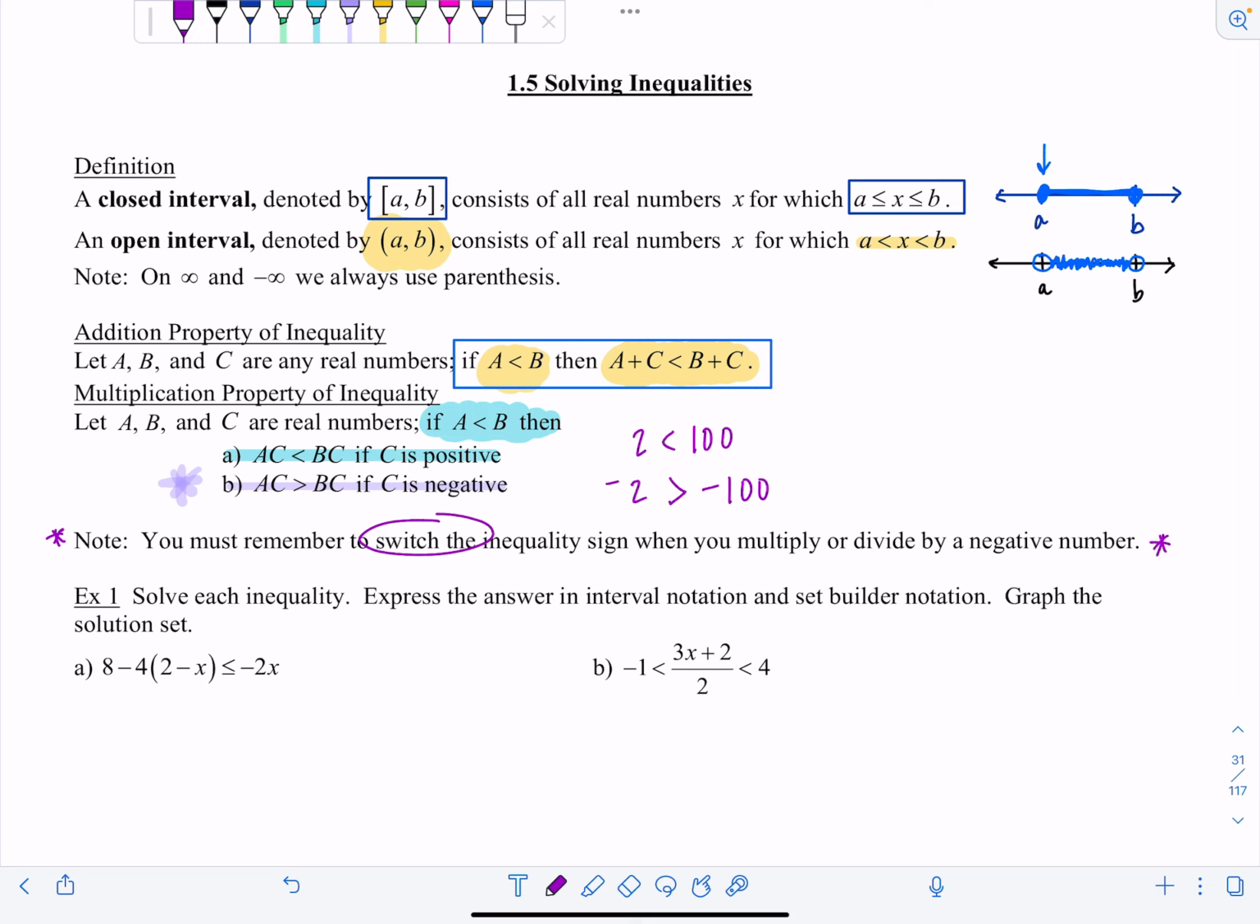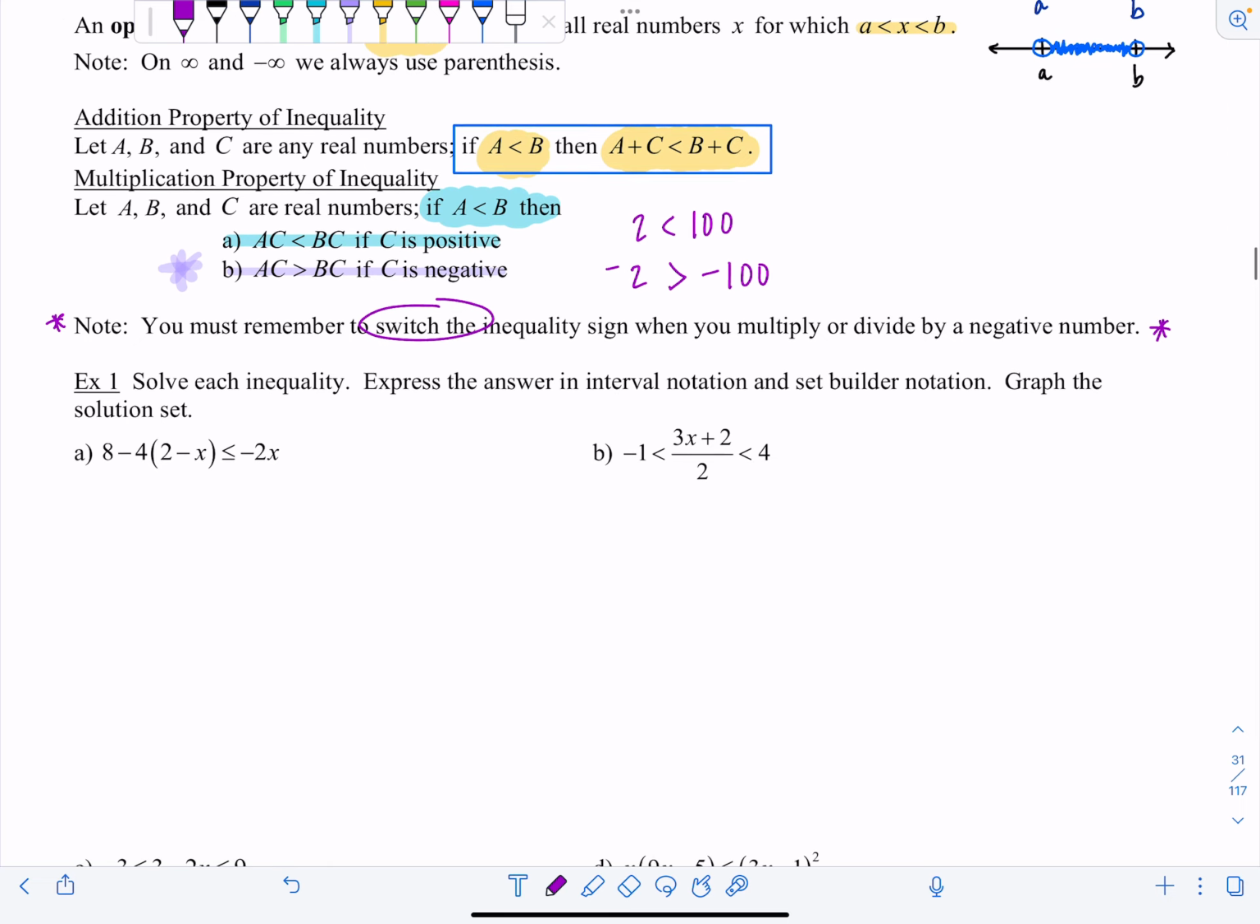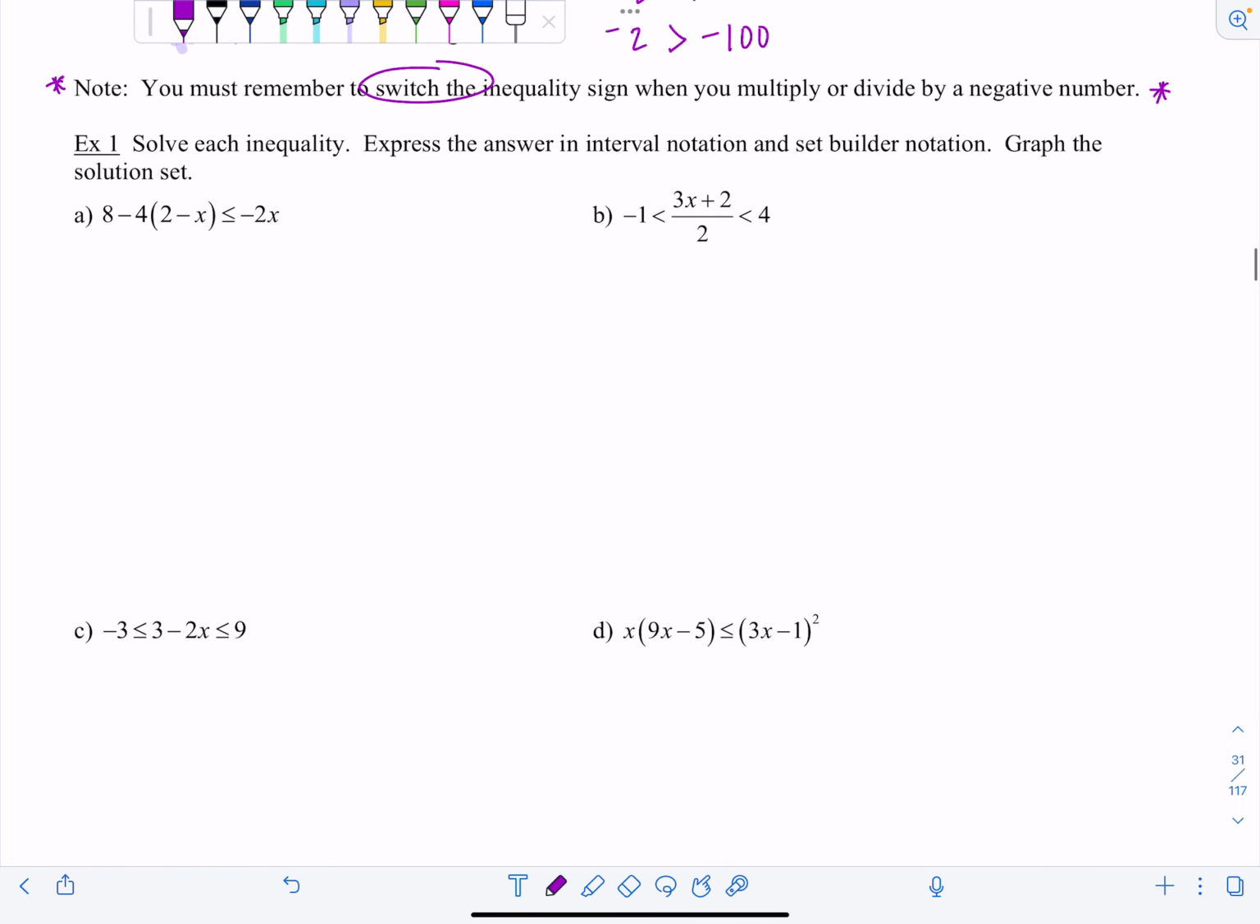So let's go through some examples. We're going to solve inequalities here, and then the directions are asking us to write our answer in interval notation and set builder notation and graph the solution set. All right, so first one, example 1a. 8 minus 4 times the quantity 2 minus x is less than or equal to -2x.